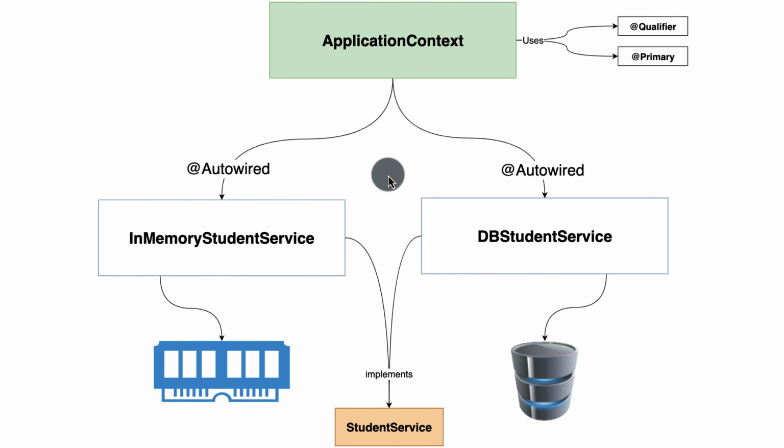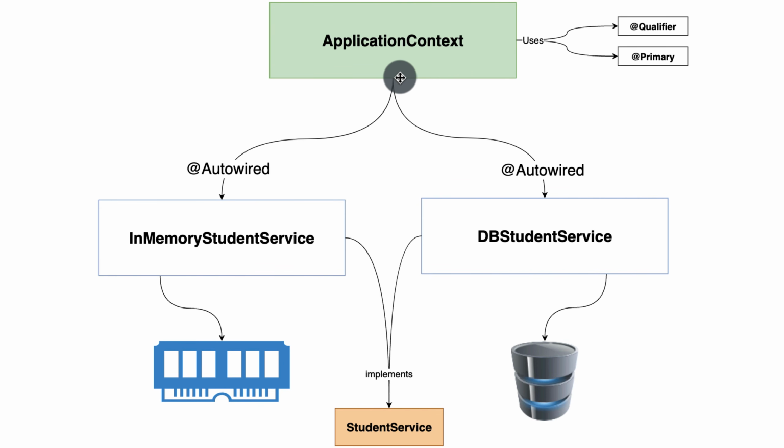Now let me explain the big picture. First of all, we have our student service, which is an interface, and then we have two different implementations of the student service. The first one is an in-memory student service, and the second one is a DB student service. One is persisting into a database, and the other one is persisting into memory. Both of them will be loaded into our application context, as we explained with the Spring Bean injection.